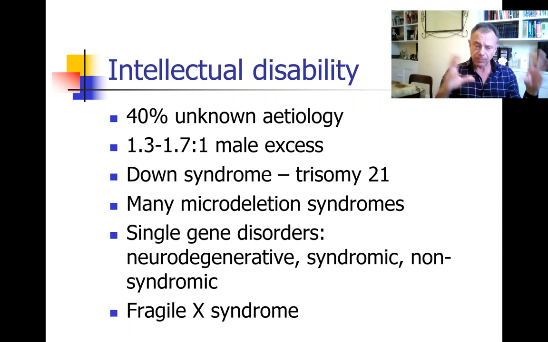Some microdeletion syndromes commonly cause intellectual disability, but also point mutations in lots and lots of different genes. These are sometimes classified as neurodegenerative, syndromic, and non-syndromic. Syndromic means you've got intellectual disability and some other detectable abnormalities in the phenotype, and non-syndromic means you just have the intellectual disability and are otherwise apparently completely normal. Neurodegenerative means the child is born with normal intact cognitive functioning, but then things go wrong and they acquire intellectual disability as the disease process progresses.